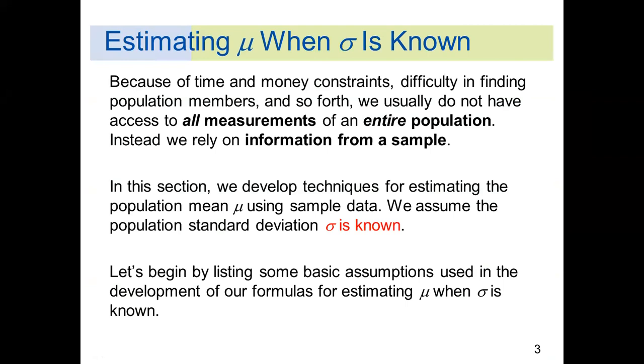When pollsters go out and find information, they don't survey everybody in the country. They use a sample. In this section, we develop techniques for estimating the population mean mu by using sample data. We assume we somehow know sigma, which is nonsense. This won't happen in the real world, but this is how he starts it out.